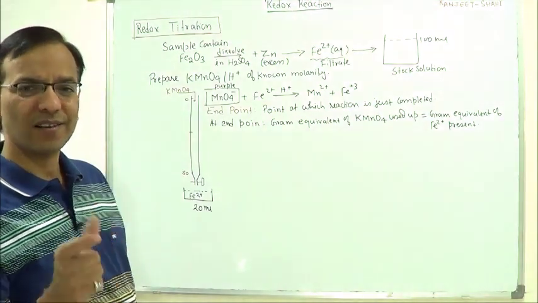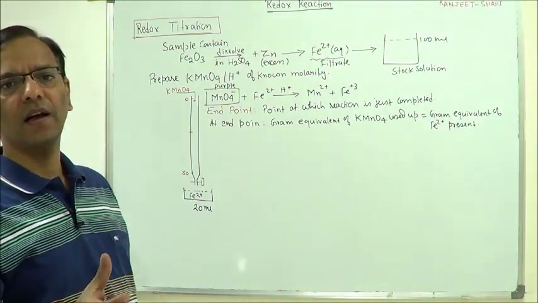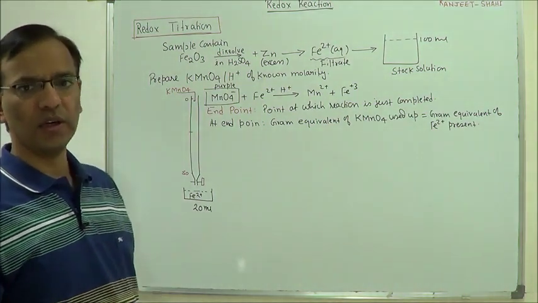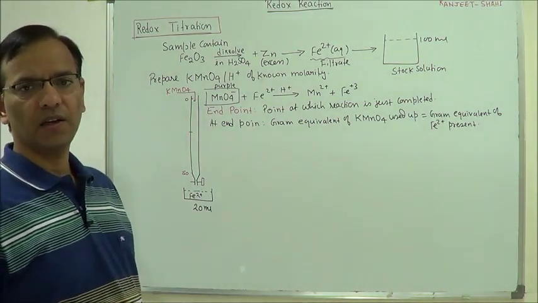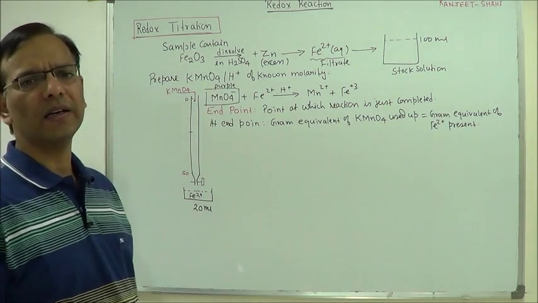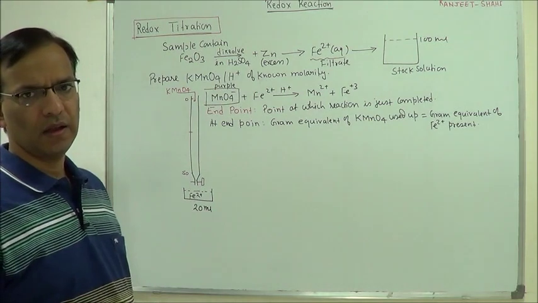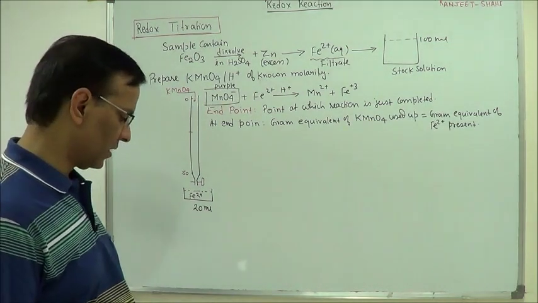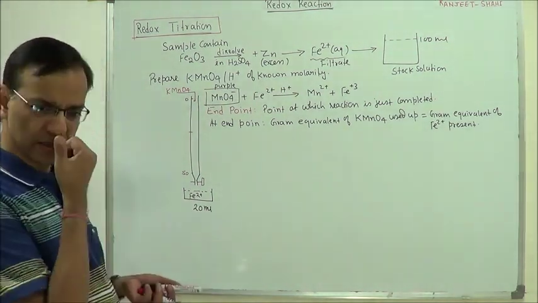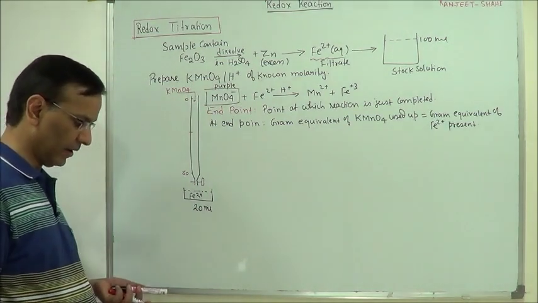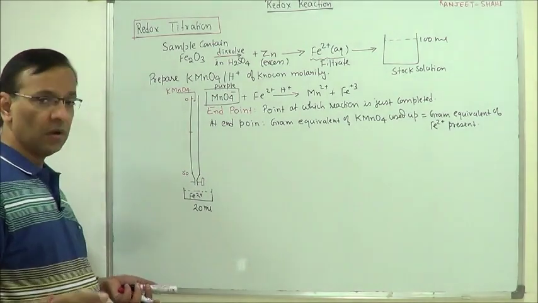So permanganate itself has acted as an indicator, and it is an oxidizing agent simultaneously. So no external indicator is needed in potassium permanganate titration, and therefore we say that potassium permanganate titration does not require any external indicator.